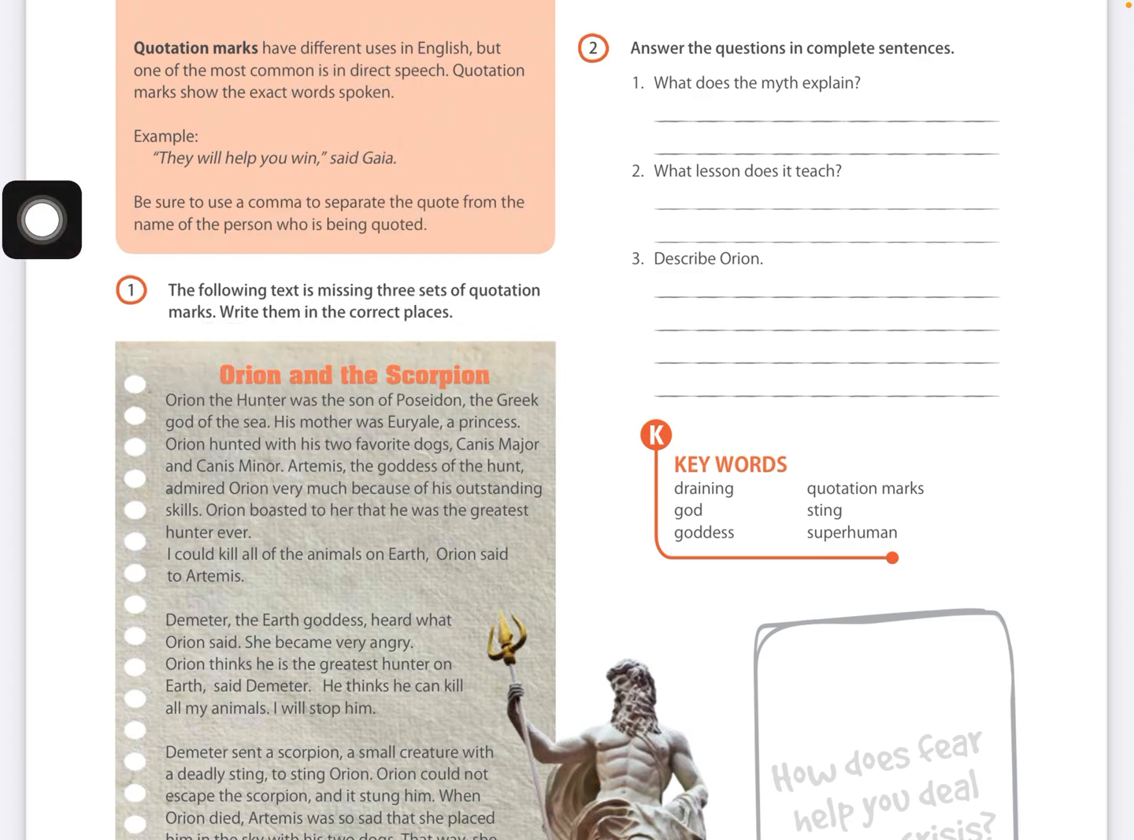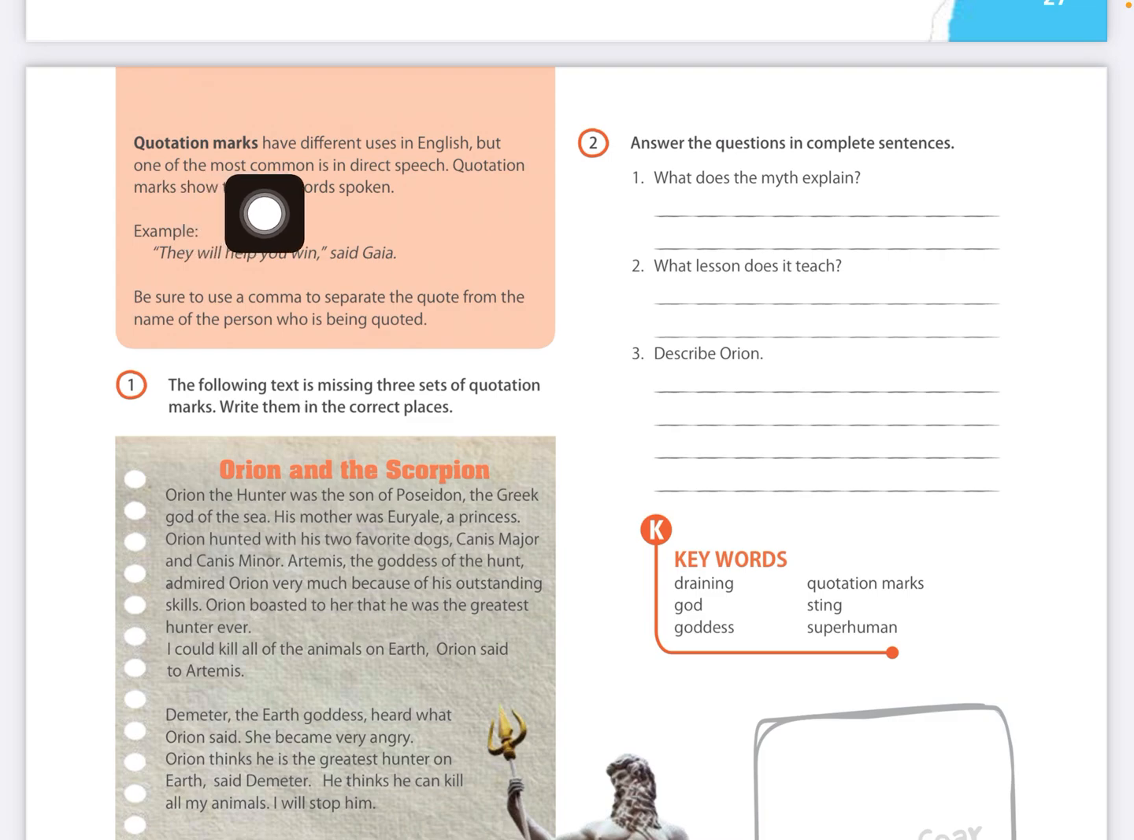So you go to this chart that's called quotation marks. Quotation marks have different uses in English, but one of the most common is direct speech. These quotation marks show the exact words from the speaker. For example, there is a quotation mark here and here. "They will help you win," said Gaia. So be sure to use a comma to separate the quote from the name of the person who is being quoted. Good. So you are going to read it and tell me.